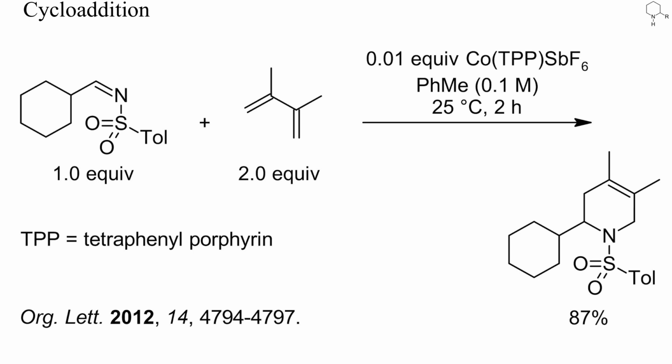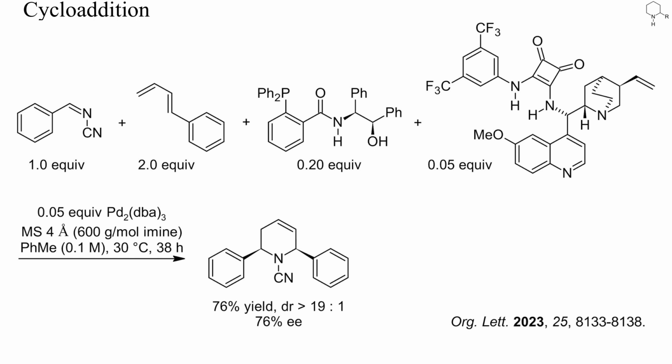In this example, 1% of a cobalt porphyrin was used and the reaction was complete after only 2 hours at room temperature. With the aid of a chiral palladium complex, these reactions may even proceed enantioselectively. In this example, 76% enantiomeric excess was attained, along with a good diastereoselectivity.